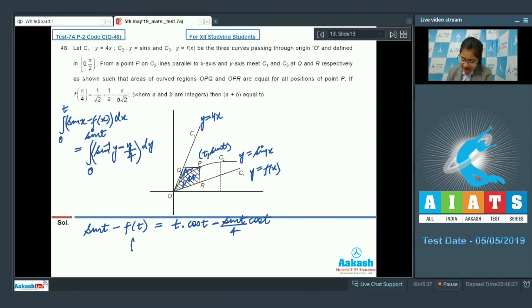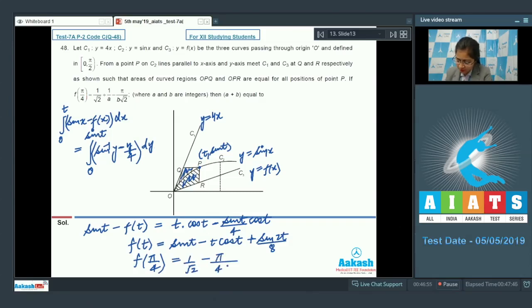So from here we can say that f(t) is equal to sin t minus t cos t plus sin 2t upon 8. Now here putting t equal to pi by 4, we will get f(pi by 4) is equal to 1 by root 2 minus pi by 4 root 2 plus 1 by 8.